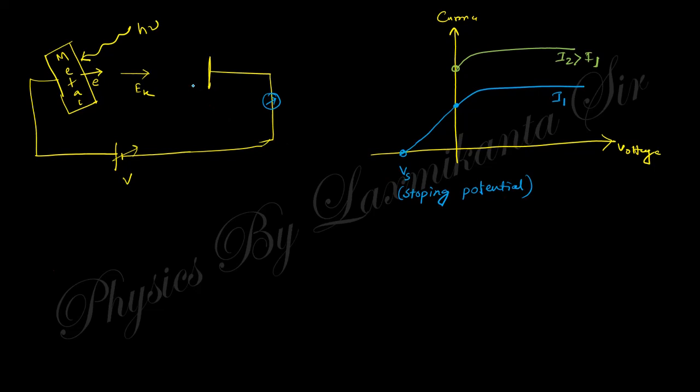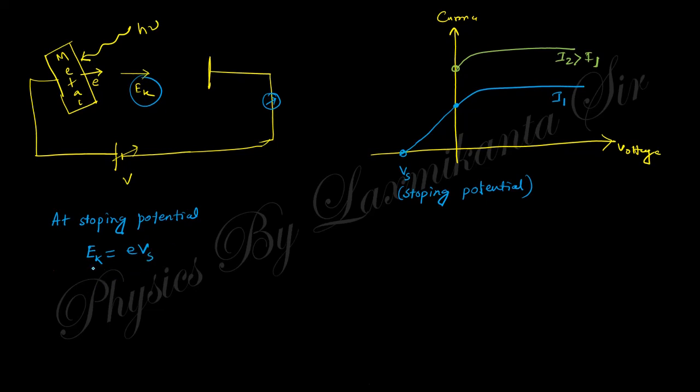At this stopping potential, the kinetic energy of the electron must be equal to the potential energy. So at stopping potential, this electron cannot reach that point, because the stopping potential opposes this electron. So this kinetic energy equals the potential energy, these two are equal.